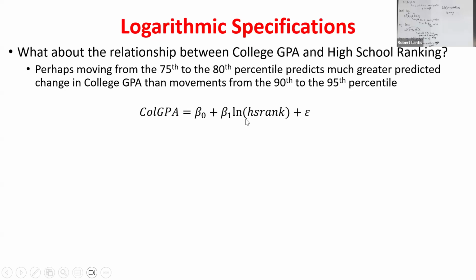So I'm going to use the natural log of high school ranking, which means how would I interpret beta 1 here? I always start out with a change in my X variable. So a 1 percent change in my high school ranking, or percentile ranking, is going to change my predicted college GPA by what? Beta 1?